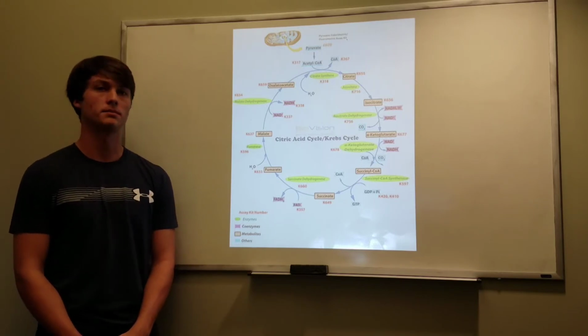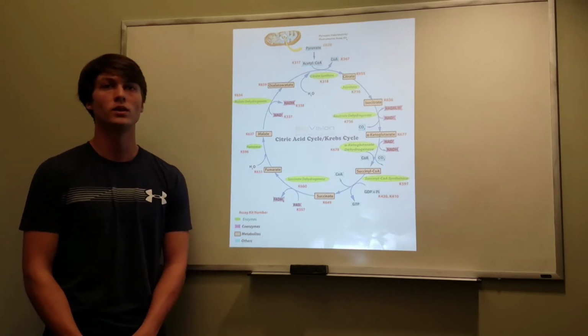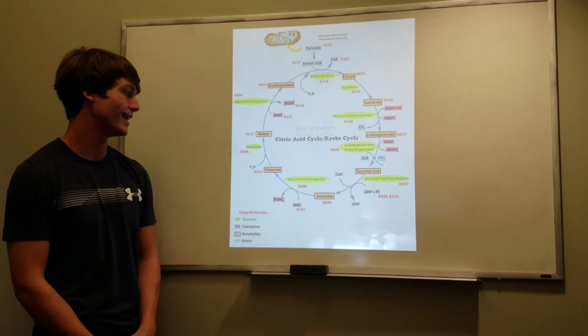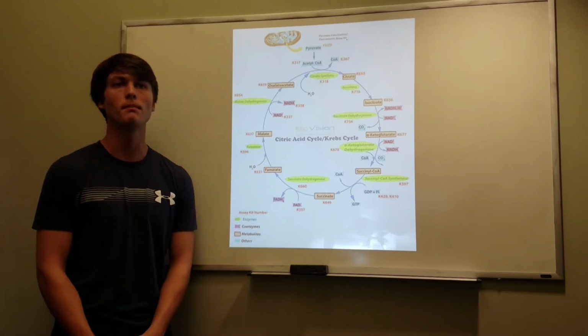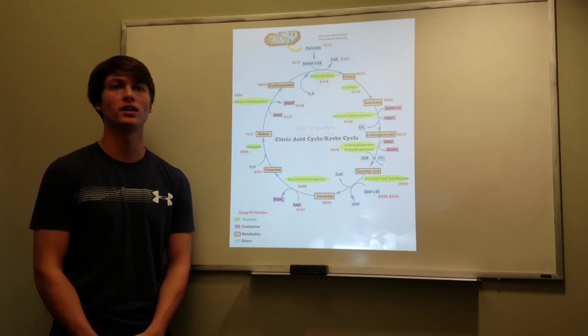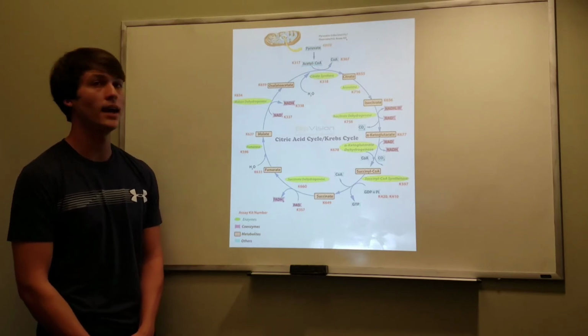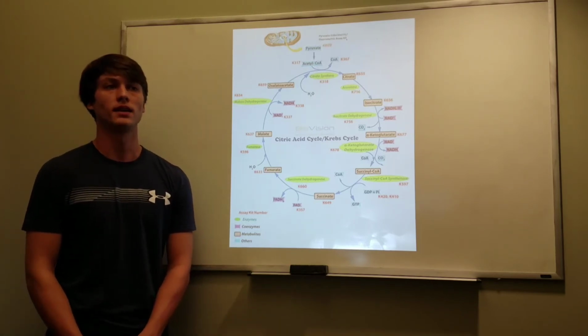Succinate is oxidized by FAD, which is reduced to produce FADH2. H2O is added to fumarate to form malate. Malate is oxidized by the reduction of NAD+ to form NADH and oxaloacetate. Oxaloacetate combines with another acetyl-CoA to repeat the cycle.